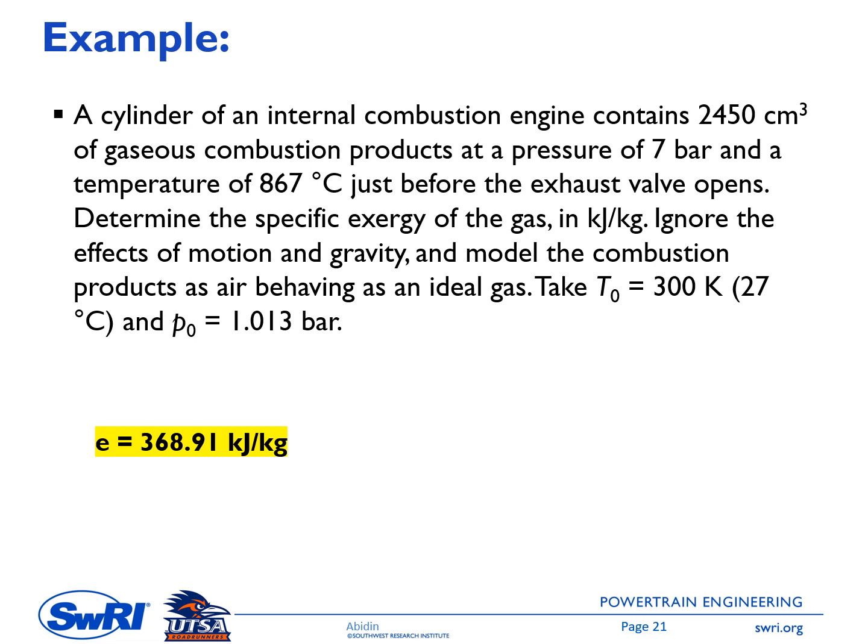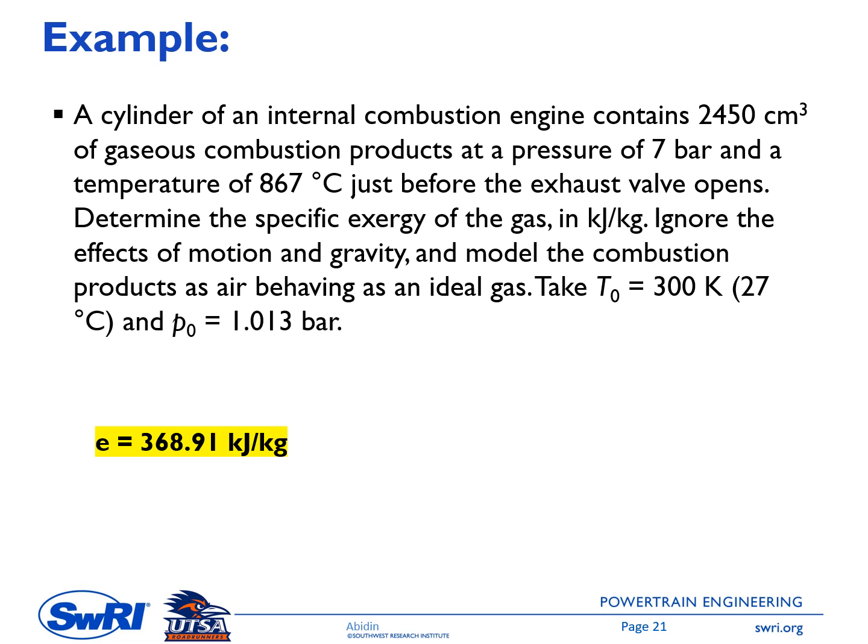And then a couple of hints here. We can ignore the effects of motion and gravity, so it means KE and PE are 0. And also model the combustion products as air behaving as an ideal gas. So pretty much similar to the previous example. And then T0 is 300 Kelvin and P0 is 1.03 bar. So I think this is 1 atmosphere.